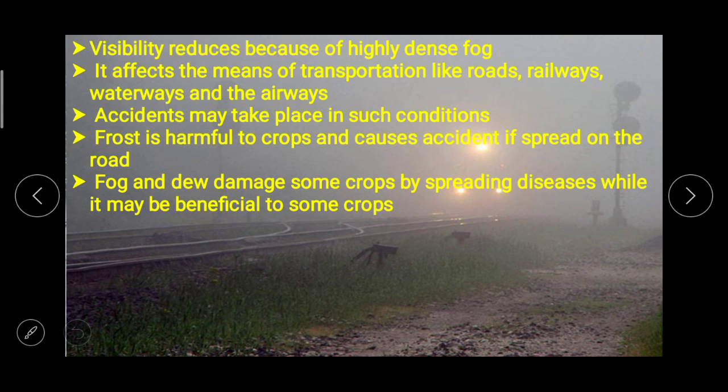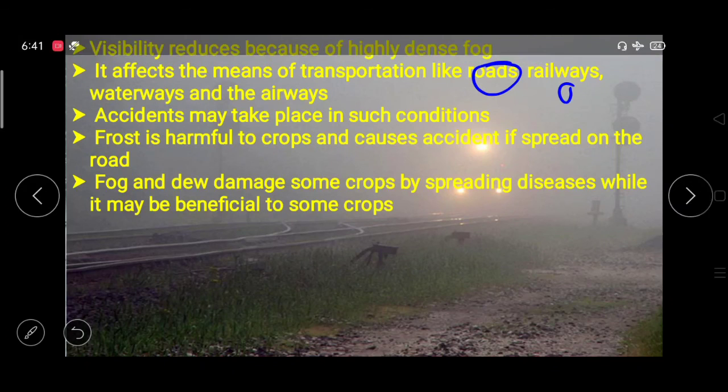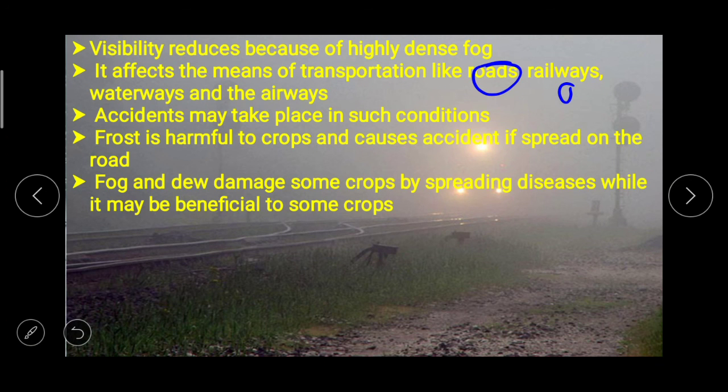Visibility, one more thing. Visibility reduces because of highly dense fog, which is a type of precipitation. It affects the means of transportation like roads, railways, waterways and airways also. Accidents may take place in such conditions. Frost is harmful to crops and causes accidents if spread on the road. Fog and dew damage some crops by spreading diseases, while it may be beneficial to some crops. It depends on the situation and the crops in the field.